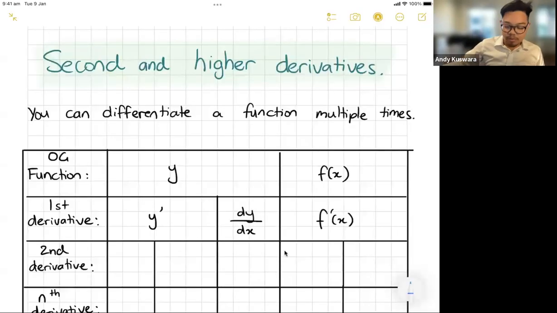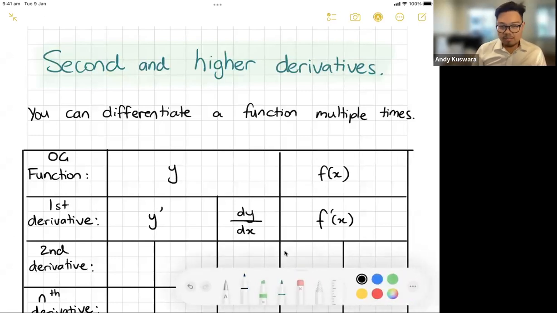So we've got resume share, please. Oh, beautiful. So we are talking about second and higher derivatives. This one will be a short one, I promise. Essentially, you can differentiate a function multiple times. Okay, now we like to use the first derivative, we like to use the second derivative. Those are the main ones, but we can derive or differentiate more than that.